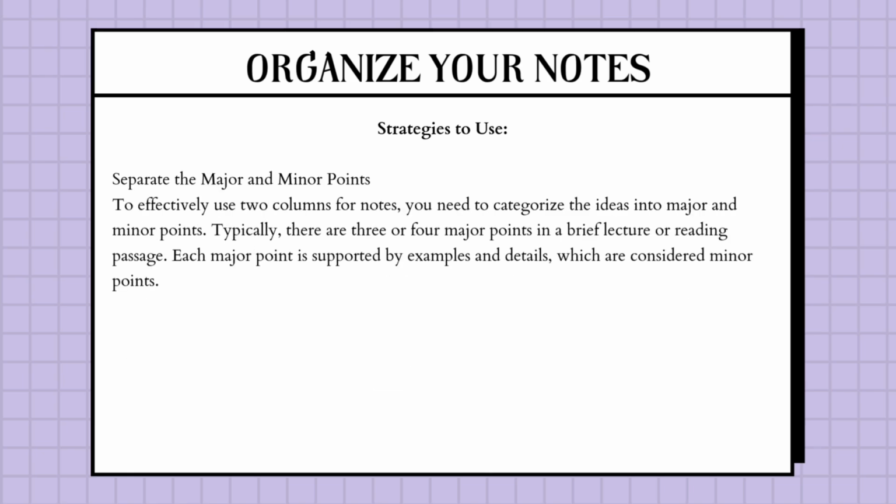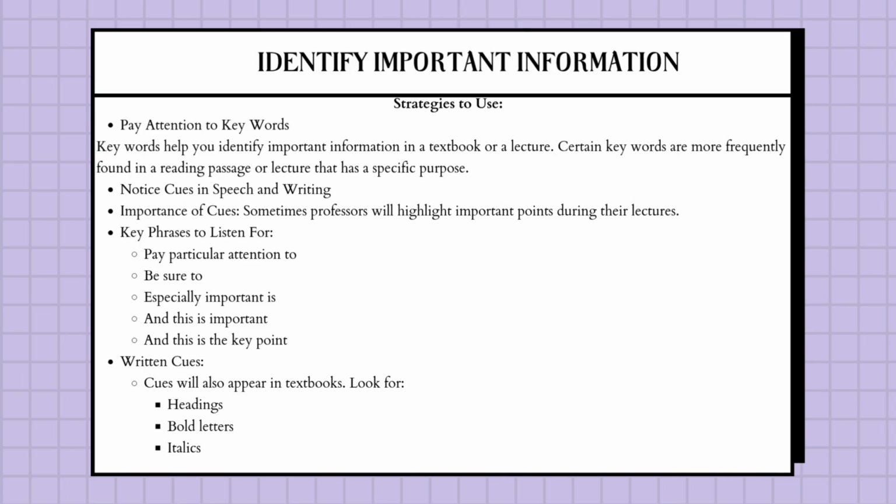Separate the major and minor points. To effectively use two columns for notes, you need to categorize the ideas into major and minor points. Typically, there are 3 or 4 major points in a brief lecture or reading passage. Each major point is supported by examples and details, which are considered minor points. Second strategy is identify important information.